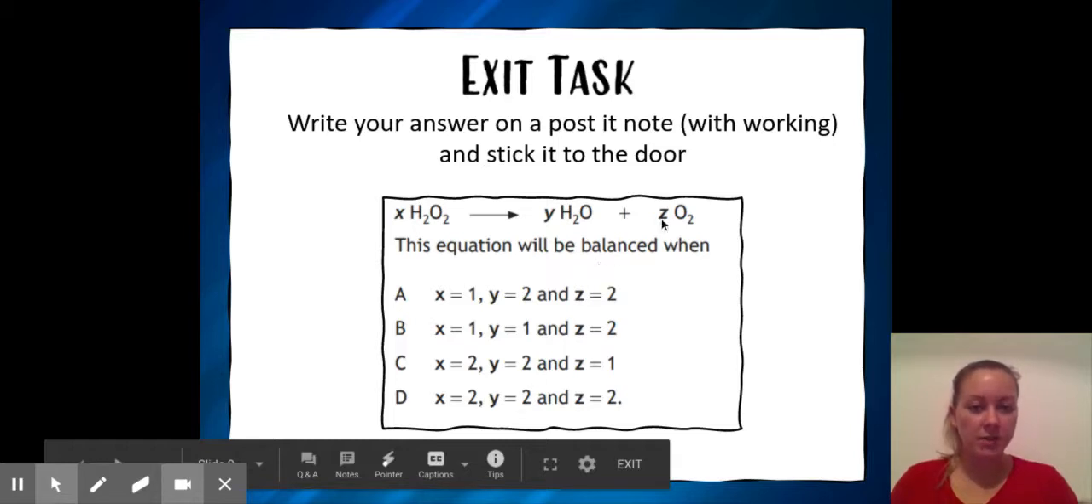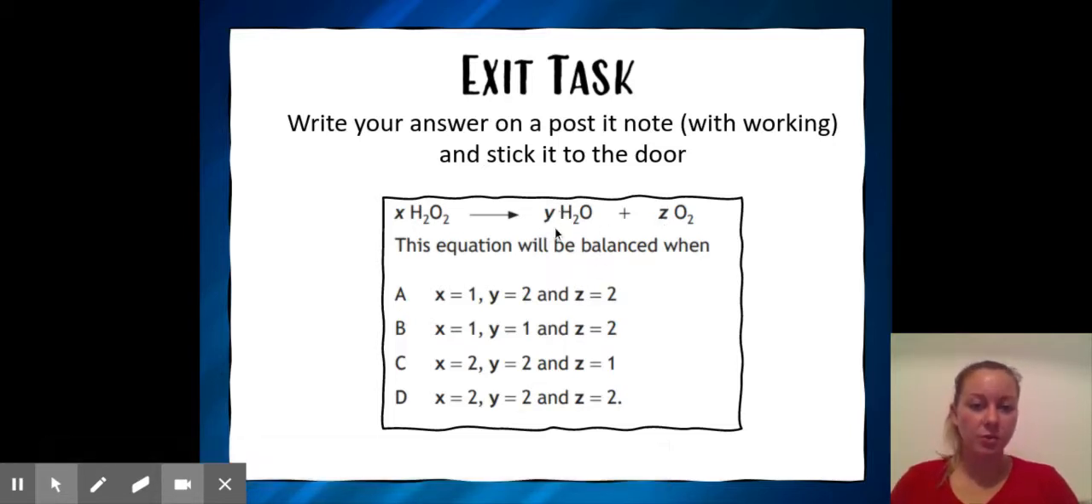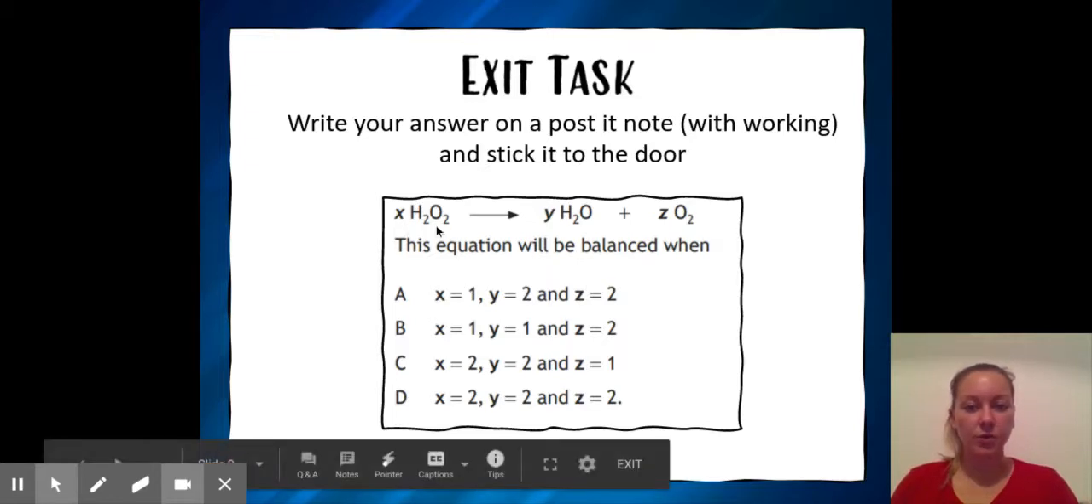So let's check what Z needs to be. If Y equals 2, then we have 2 oxygens on the right hand side, and we need 4 because we have 4 on the left. So that would mean that Z would need to be 1. So we'd have X equals 2, Y equals 2, and Z equals 1, because 1 times 2 oxygens is 2, plus the 2 from Y is 4. So your answer for this question is going to be C. X equals 2, Y equals 2, and Z equals 1.